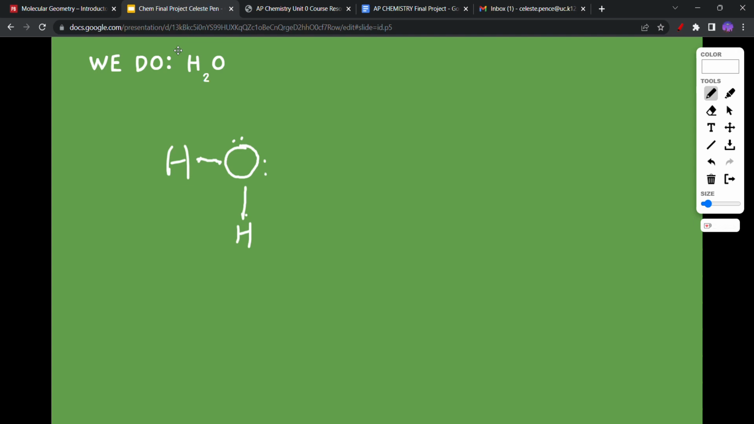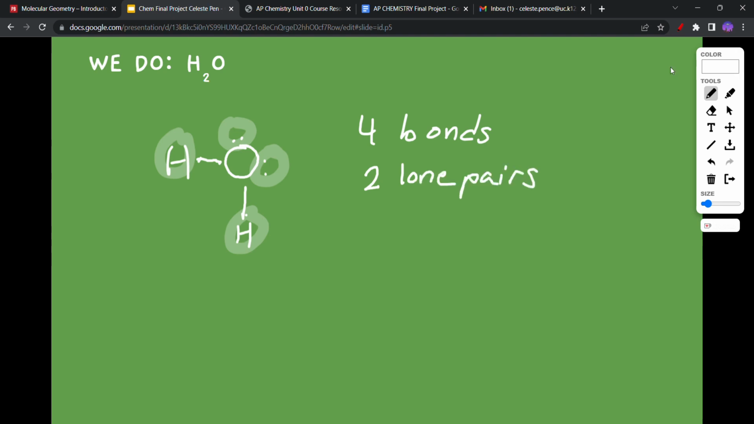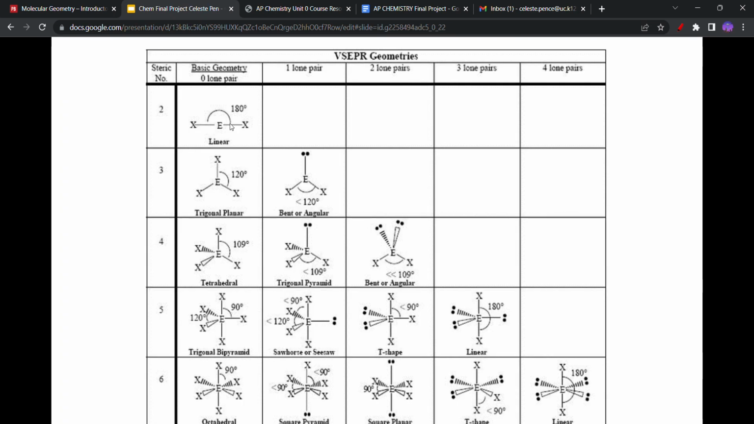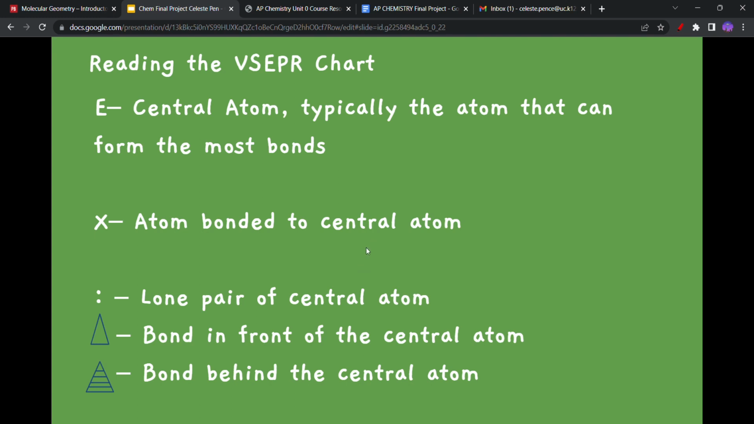All right, next we count the bonds and the lone pairs. So oxygen has 2 atoms bonded right there and 2 lone pairs. That's 4 bonds total, 2 of which being lone pairs. Next, we take this information and we use the chart to help guide us. Alright, we go down to 4 bonds, and then over to 2 lone pairs, and we see that our oxygen has a bent or angular geometry.